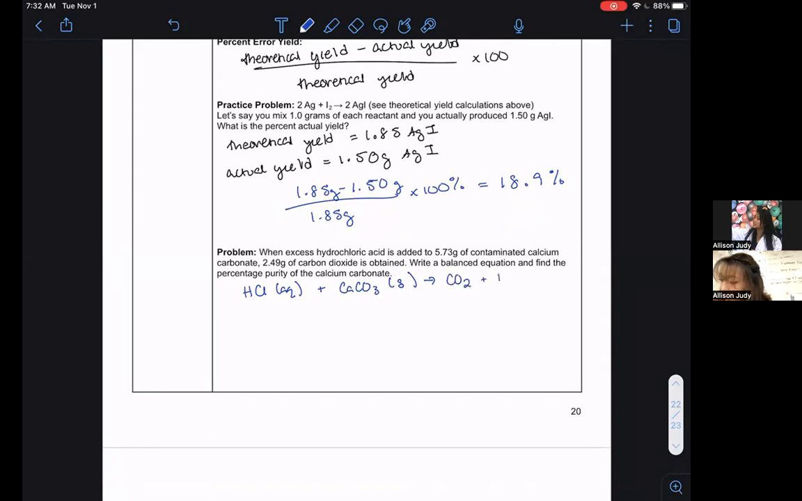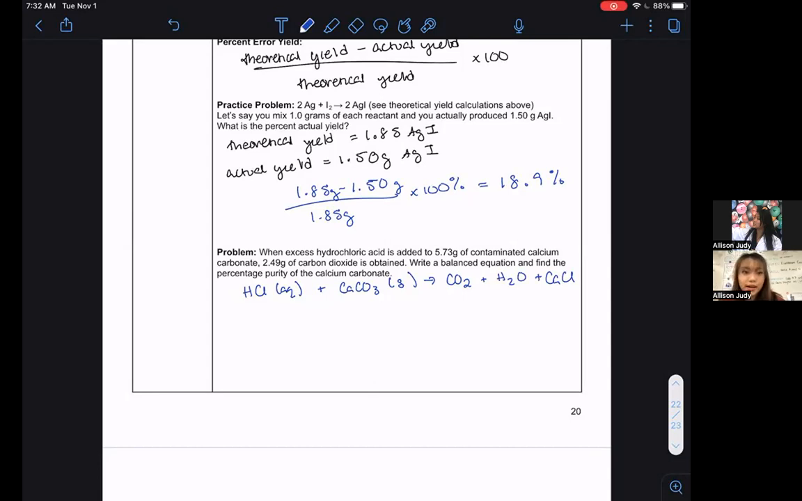And I think water, let's see, does it produce this? Carbon dioxide and water, and I think it also produces CaCl. Okay, so how would we balance this, right? And you know what? Before I go any further, I'm just gonna check that I did this right.